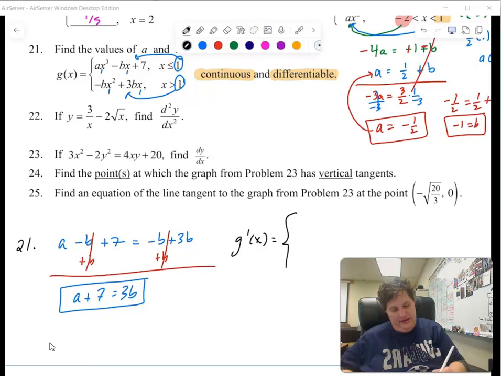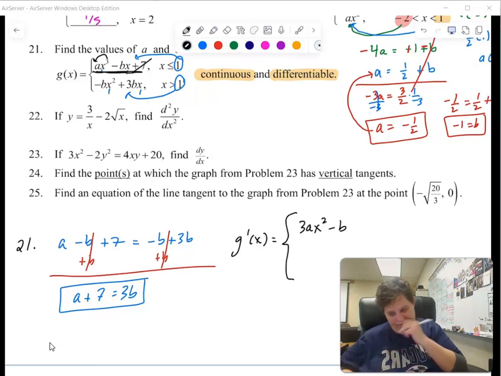Now, let's take the derivative. Let's start with that one. 3 comes down in front. 3ax squared minus b, and that goes away. Let's take the derivative of that one. 2 comes down in front. Negative 2bx. And 3b is a constant, so plus 3b. This is less than or equal to 1. This is greater than 1.